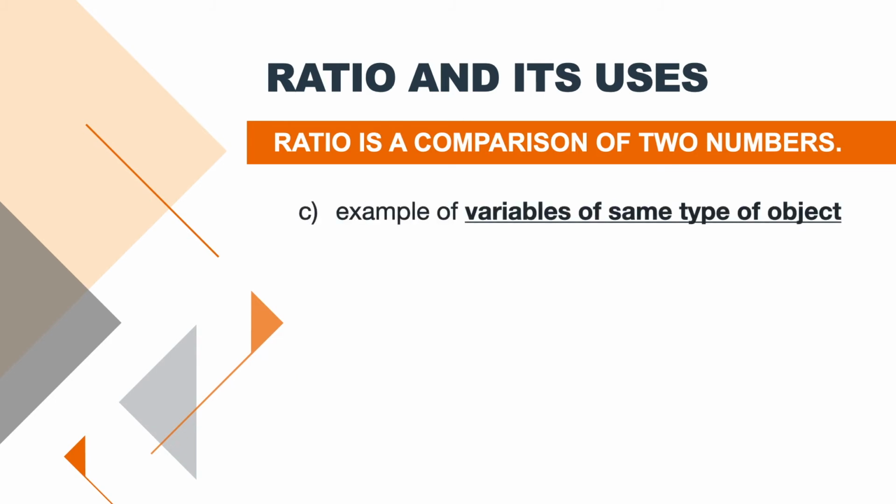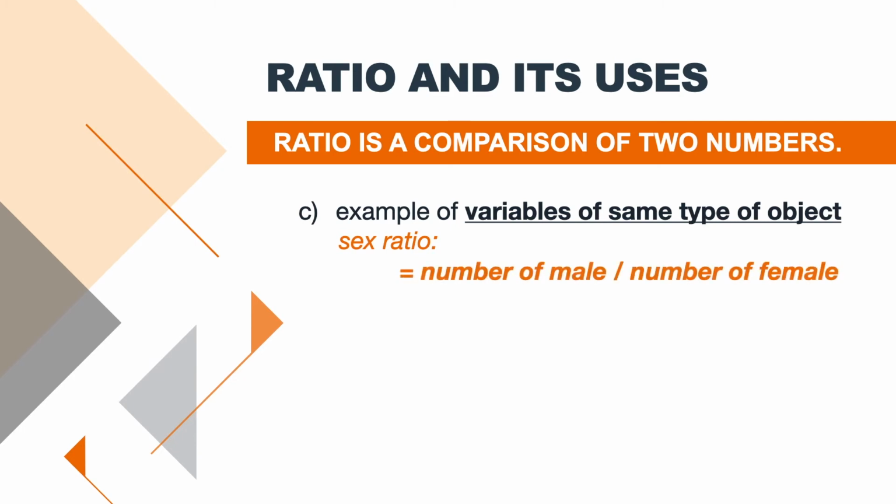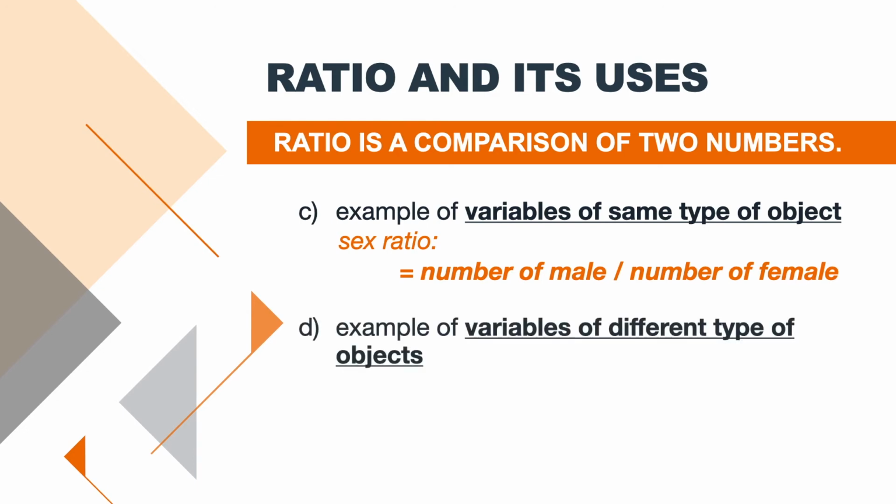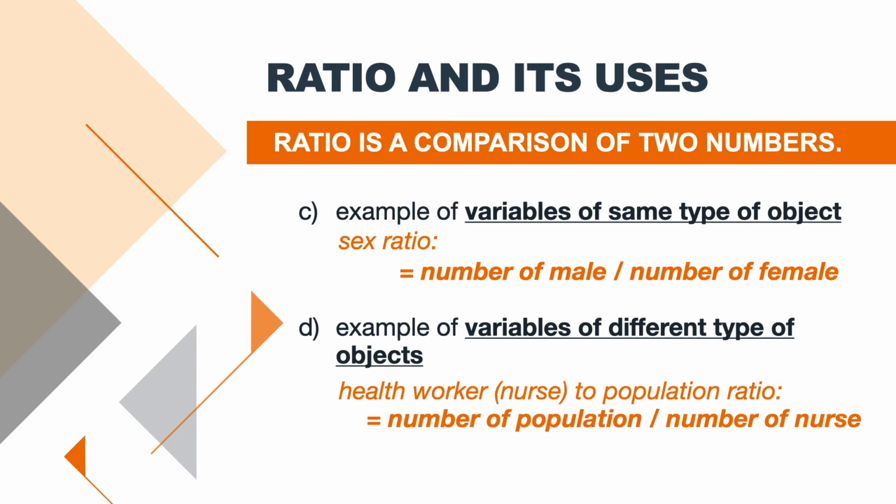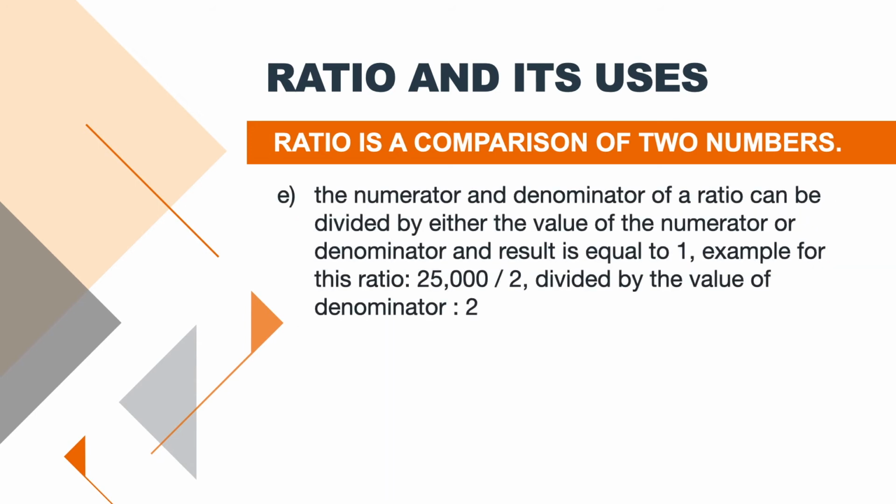A ratio can compare variables of the same type of objects. For example is the sex ratio. Sex ratio is computed as the number of males in a population divided by the number of females in the same population. A ratio can also compare variables of different types of objects. For example is the health worker, for example nurse. Ratio to population is computed as the number of population in an area divided by the number of nurses assigned in that same area.